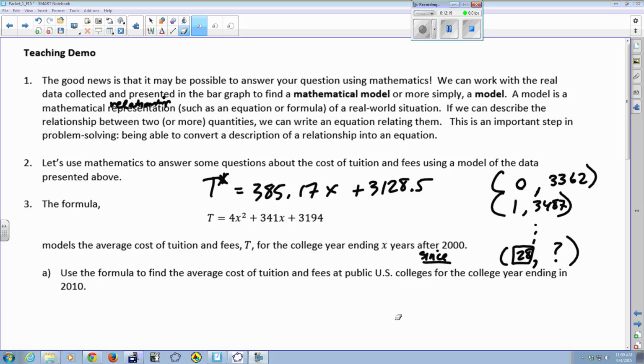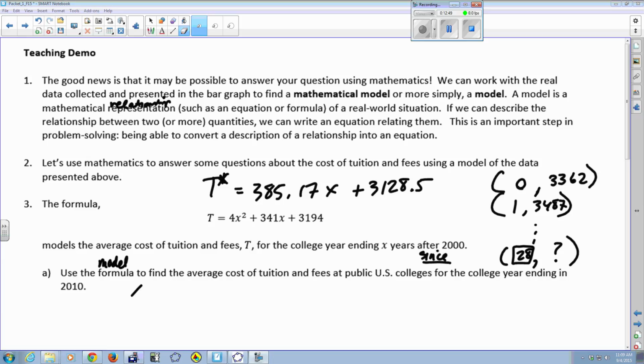So let's take a look here at the first question. Use the formula. We could also use the word, use the model, to find the average cost of tuition and fees at U.S. public colleges for the college year ending in 2010. How would I start this? How would I find the average cost of tuition and fees? Plug in 10 for X because X represents years after 2000.